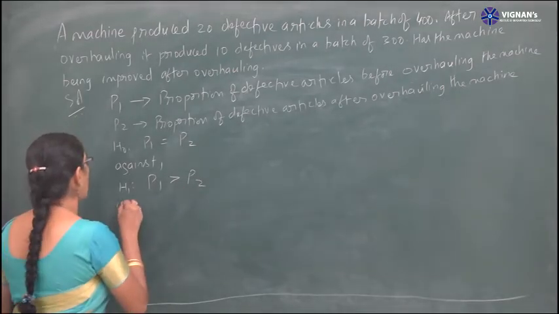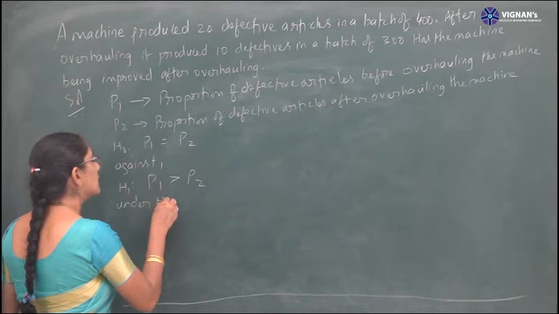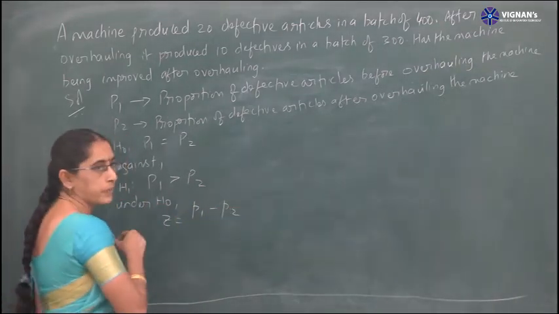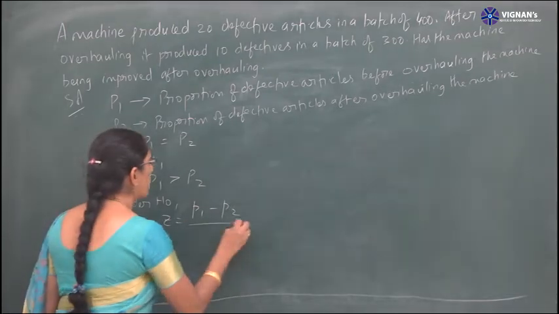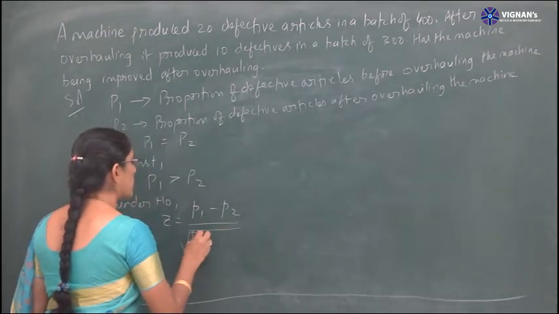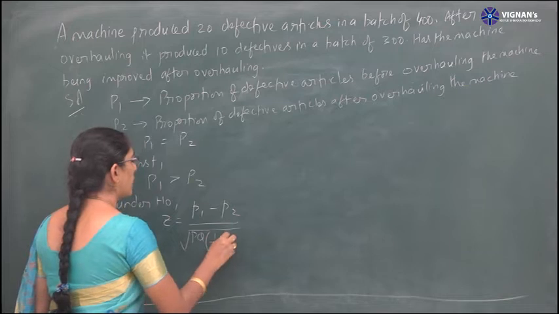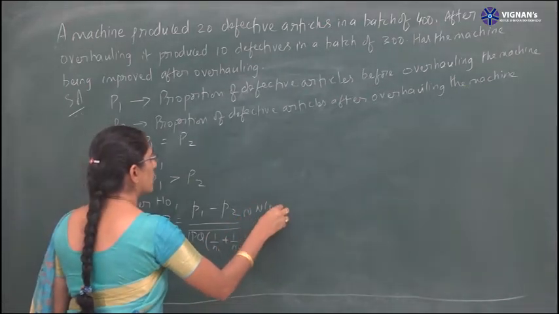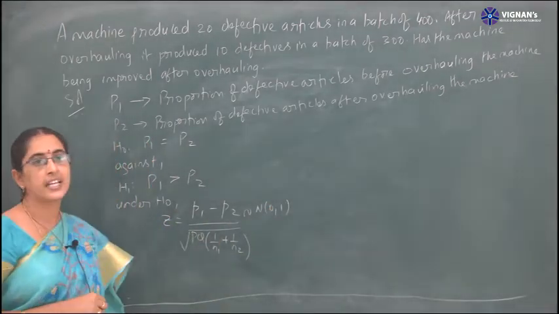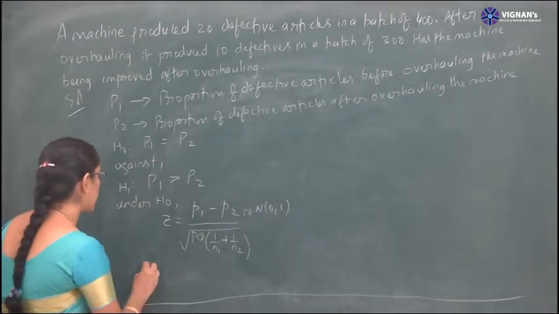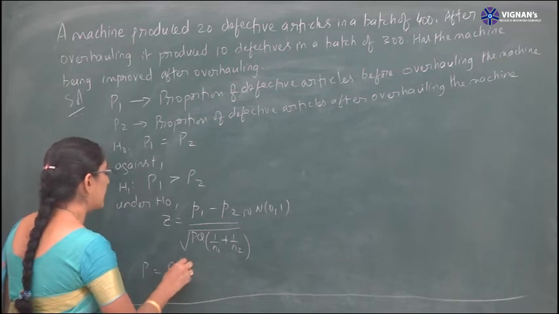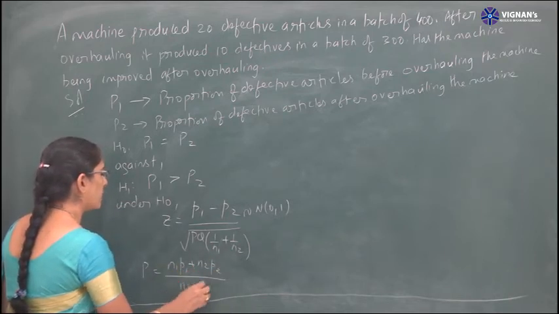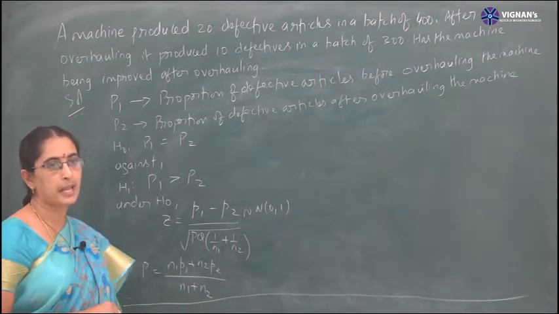Then under H0, the test statistic is given by small p1 minus small p2, the sample proportions, divided by square root of capital P into capital Q into 1 by n1 plus 1 by n2, which follows a normal distribution with mean 0 and variance 1. We know that the capital P formula is n1 p1 plus n2 p2 by n1 plus n2. That is the formula for capital P.